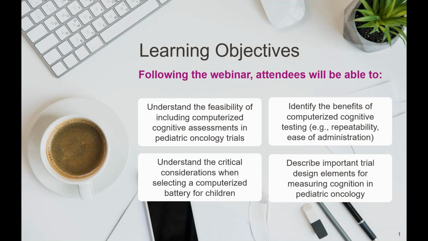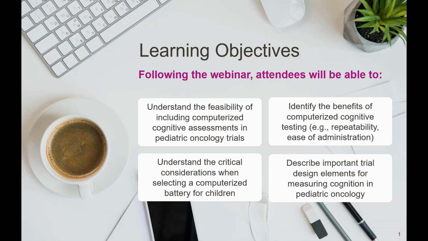Objectives today. Firstly, we'll focus on understanding the general feasibility of including computerized cognitive assessments in pediatric oncology trials. So is it feasible to include these types of assessments? How do we go about incorporating those, particularly in the context of pediatrics?